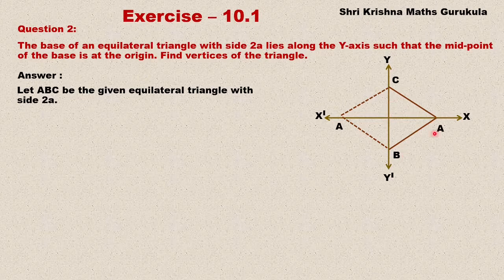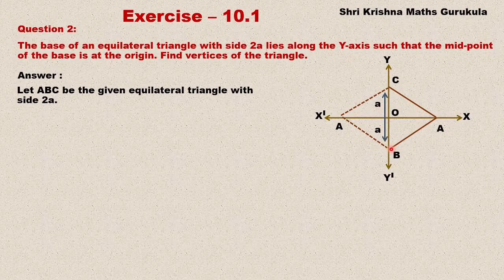So we are naming it A, B and C. The base is BC. Since the base is along the y-axis, the points B and C lie on the y-axis. And the sides AB, BC and CA are all of length 2a since it is an equilateral triangle. When we know that the origin is the midpoint and the side is of length 2a, then the distance from the origin to C will be a, and from the origin to B will also be a. So a plus a makes 2a as the base.